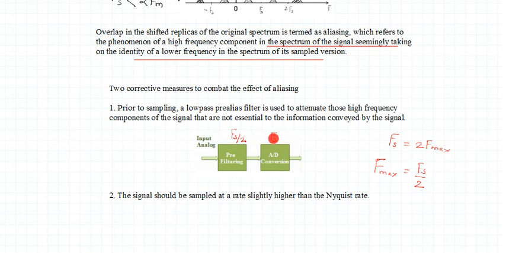Hence, the sampling condition will always be satisfied, because our maximum frequency never exceeds Fs by 2. Therefore, we will correctly satisfy the sampling theorem with this low pass filter. We will never have a situation of aliasing occurring in the sampling process. So this is the first corrective action we can take to avoid aliasing.